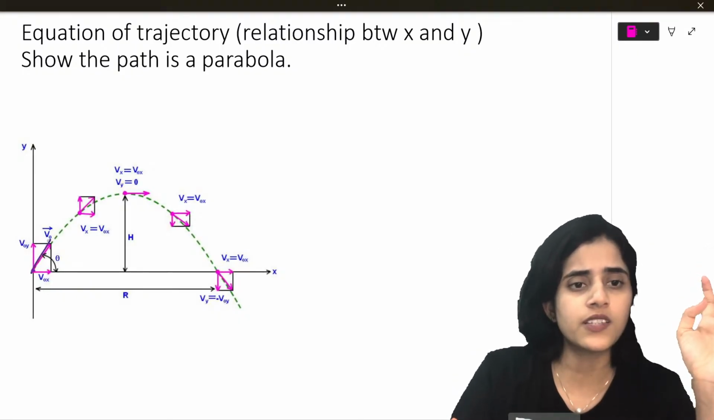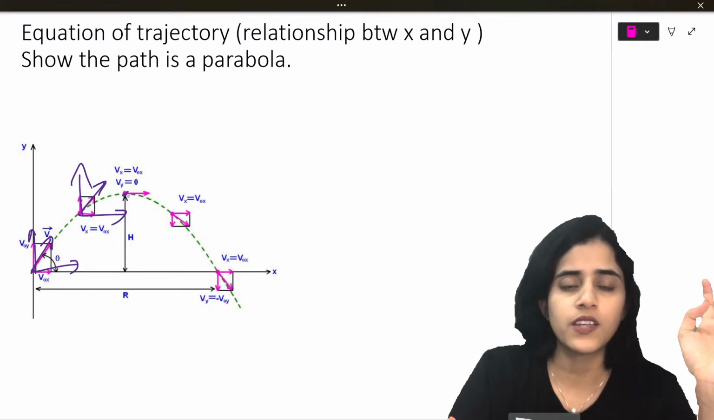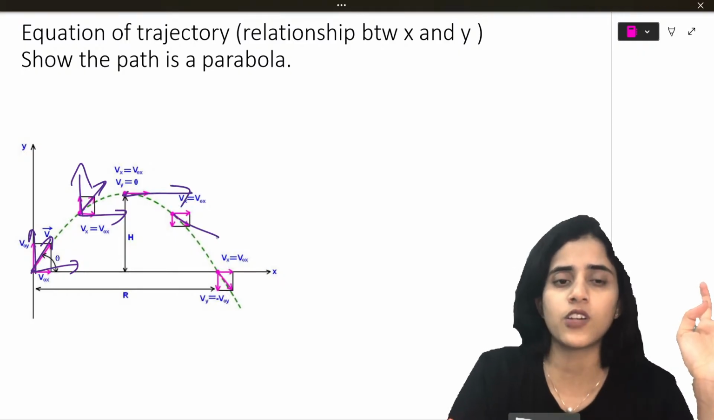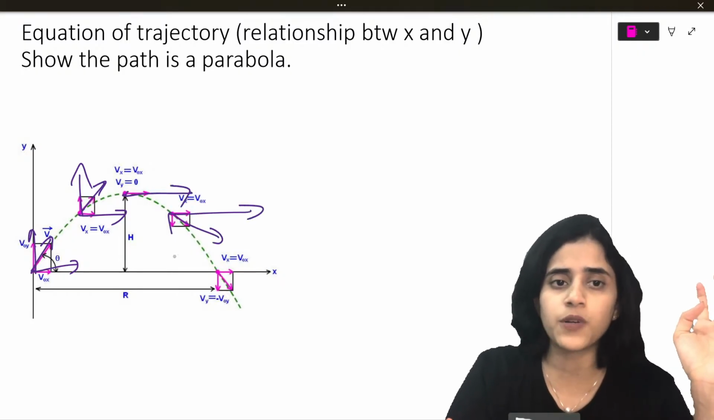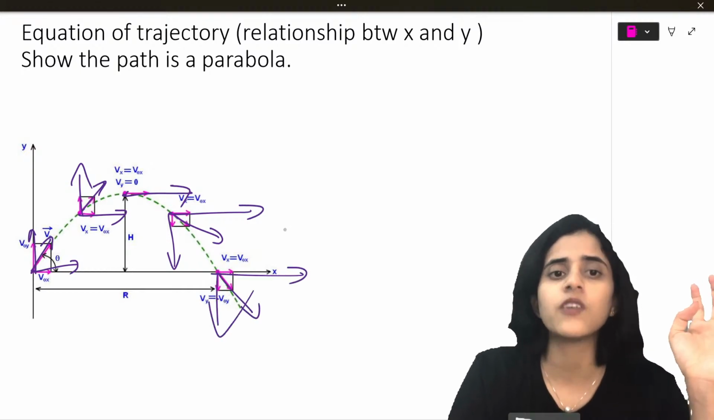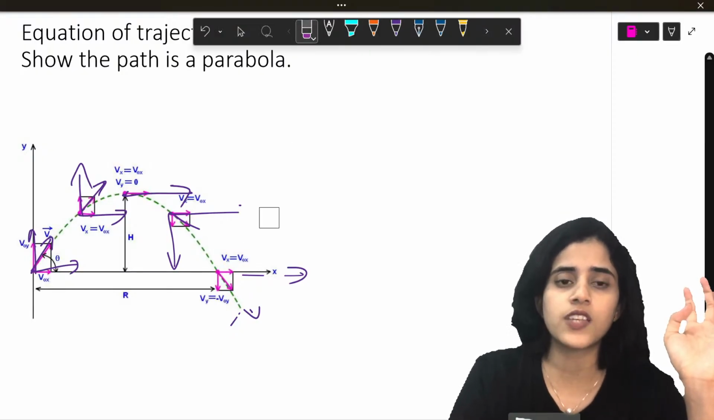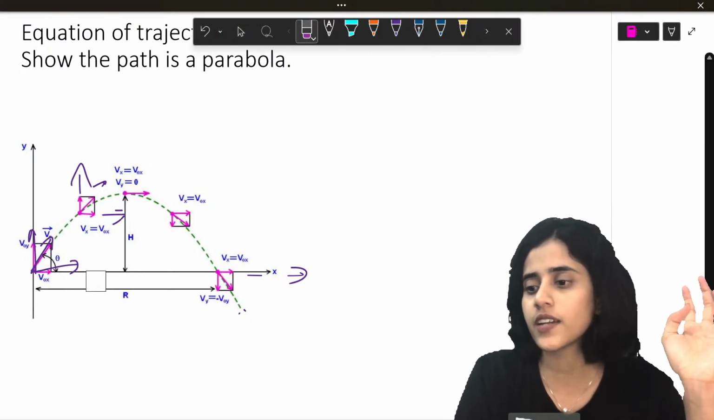At this point, this is the velocity. It has an x component and a y component. Here, this is the velocity. It has an x component and a y component. Here, velocity has only an x component. Here also, velocity has an x component and a y component. Only at the center, velocity has only a y component.